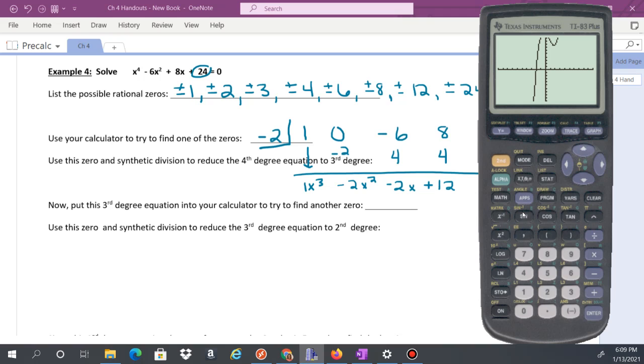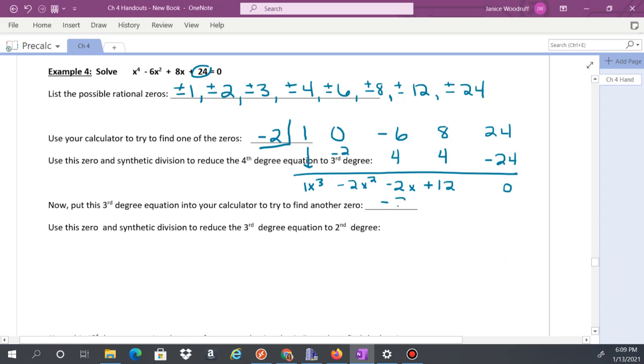Go through the graph at -2. Remember, we had that one that touched and turned, which indicated there was a multiplicity. There it is again, -2, so it's appearing twice. So I'm going to take this -2 and do the same thing. I'm going to put this into this 3rd degree equation.